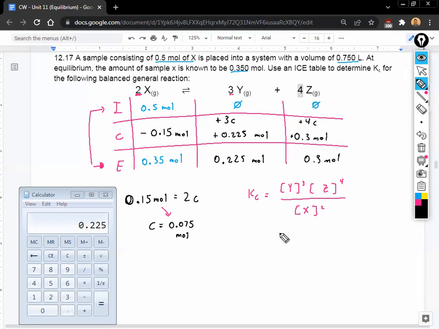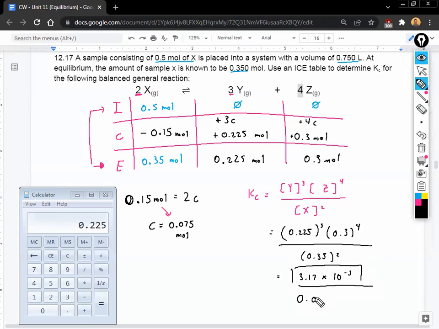All right, so if we start plugging in the values, if you guys started doing that, that's great. You guys are going to plug in 0.225 for Y, and then you're going to cube it. You're going to plug in 0.3 for Z to the power of 4, and then X is 0.35, and you're going to square it. And according to my calculations, you guys should get 3.17 times 10 to the negative 3. You can also write that as 0.00317. They're the same number.